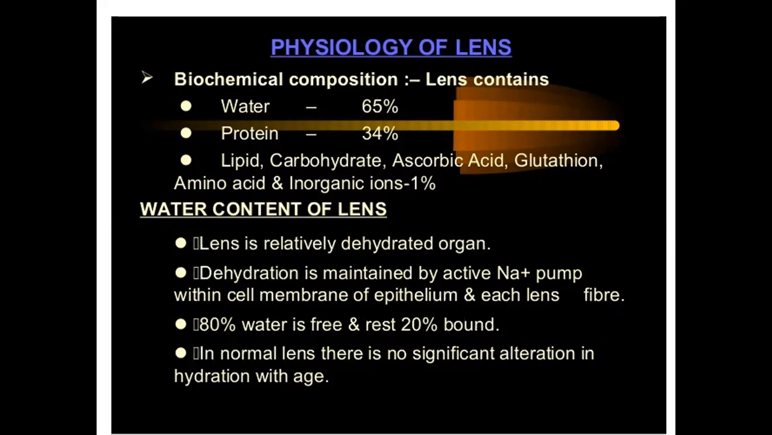The lens is basically in a dehydrated state. And it's maintained by what? Maintained by the sodium pump mechanism in the epithelium and also each lens fiber. So you have to remember that the hydration is maintained by the sodium pump mechanism. And in a normal lens, there is no significant alteration in hydration. If the lens is in a normal state, without any abnormality, there is no question of any changes in the water content of the lens with age.